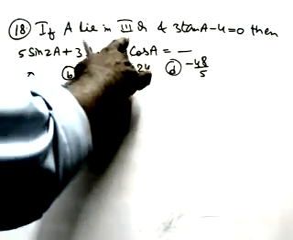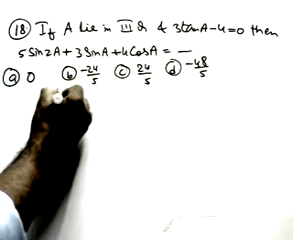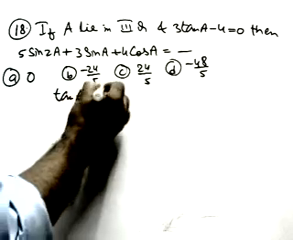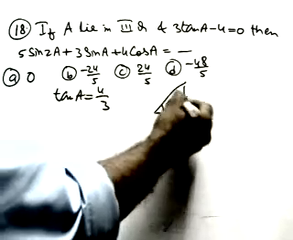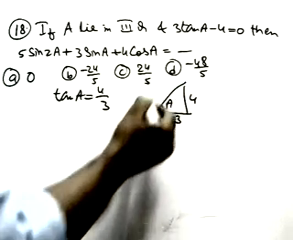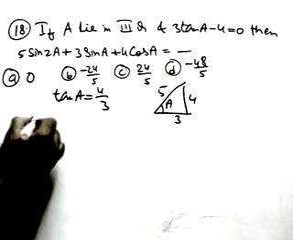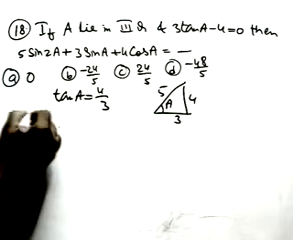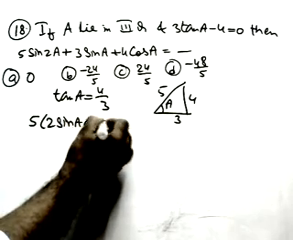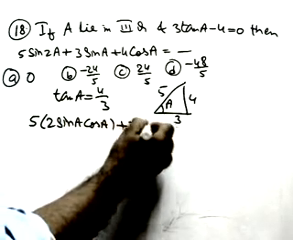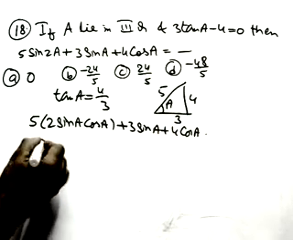Now see the next question. A lies in third quadrant. What will be this value? 3 tan A equals to 4. Tan A equals to 4 by 3. Let me take a figure. Suppose this is A, opposite by adjacent. You know by Pythagoras theorem we'll get this 5. Now what is the question? Do one thing. Sine 2A can be written as 2 sine A cos A. 5 into 2 sine A cos A plus 3 sine A plus 4 cos A.